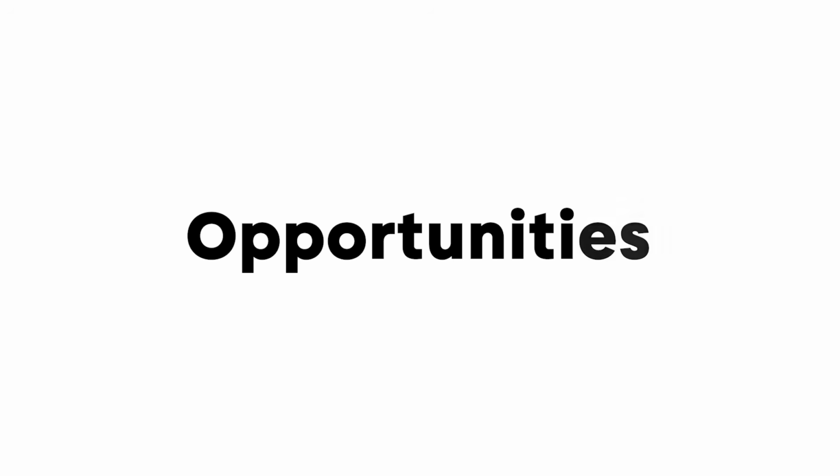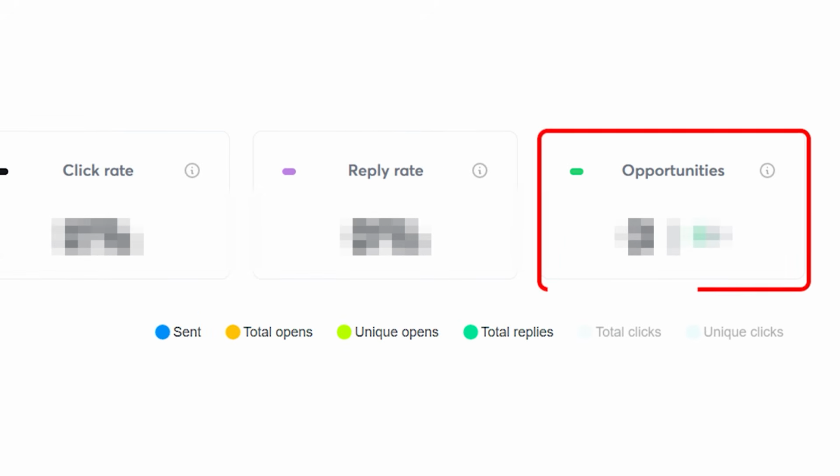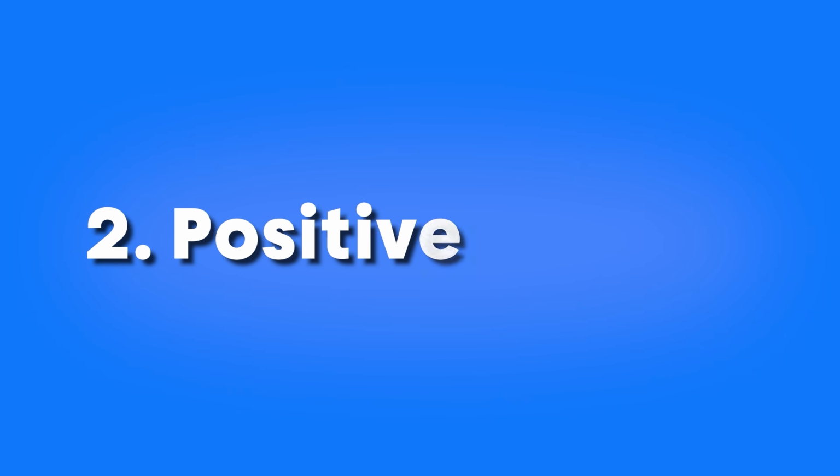And the second thing is track your opportunities. In Instantly, you can actually see the number of opportunities and the value for each opportunity generated by your cold email campaigns. The second key metric is positive replies.